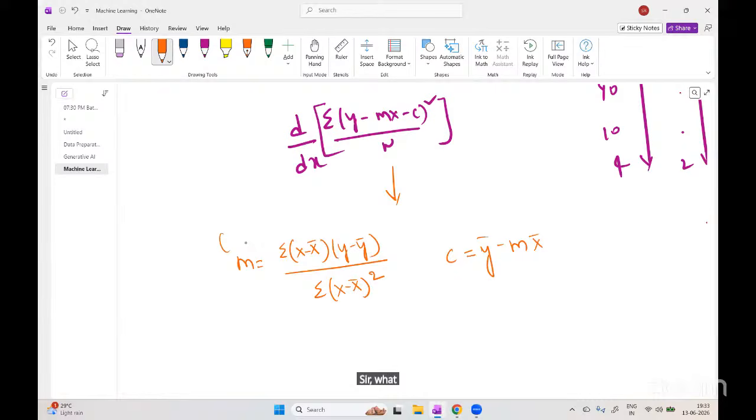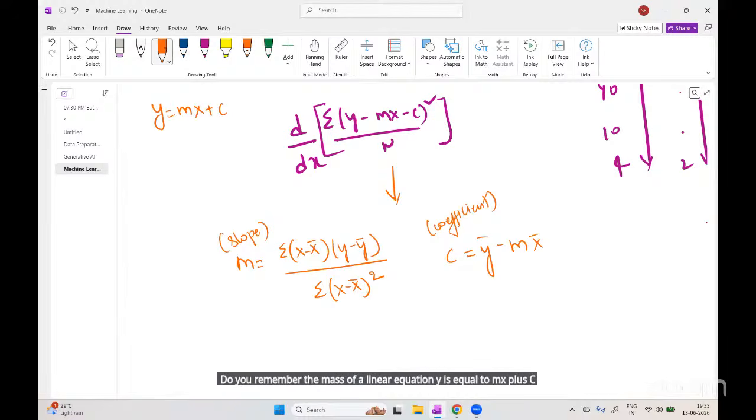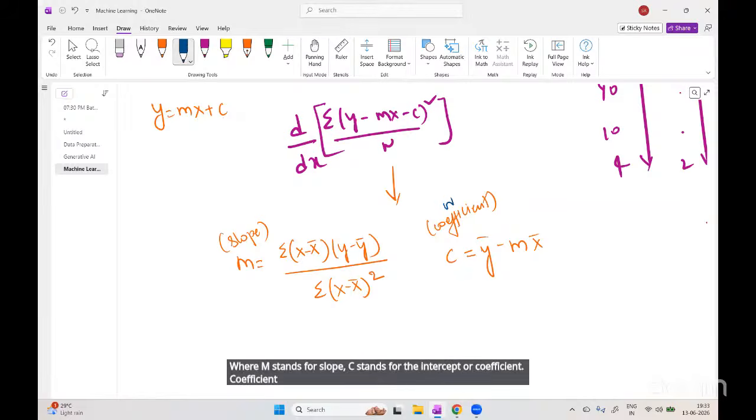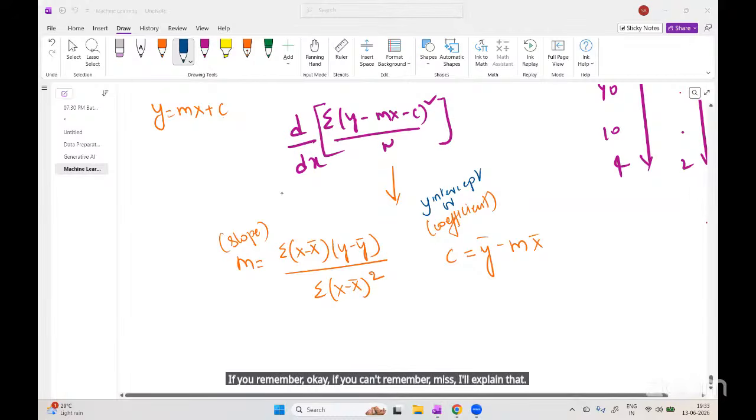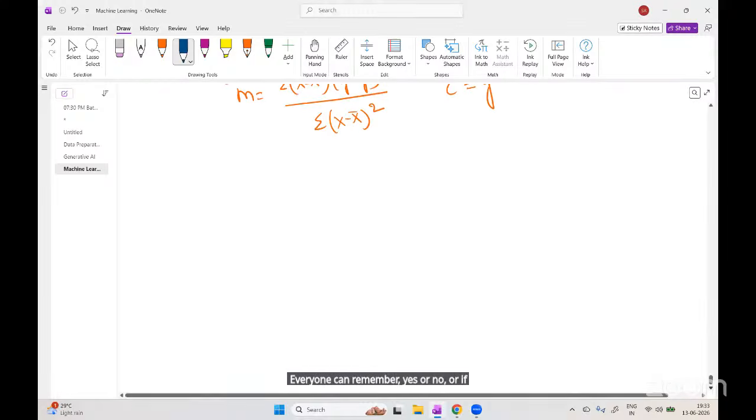So what is the m value? m is slope. What is c? c is the coefficient. Do you remember the equation of a linear line, y is equal to mx plus c? Everyone can remember, where m stands for slope, c stands for the intercept or coefficient, which is also called the y-intercept. If you remember, okay. If you can't remember, I'll explain that.